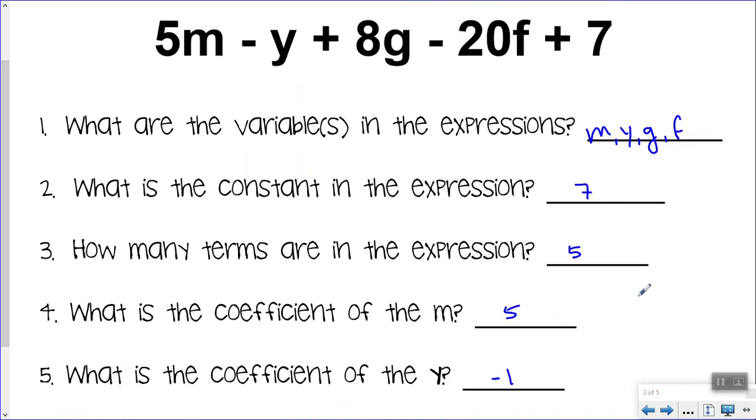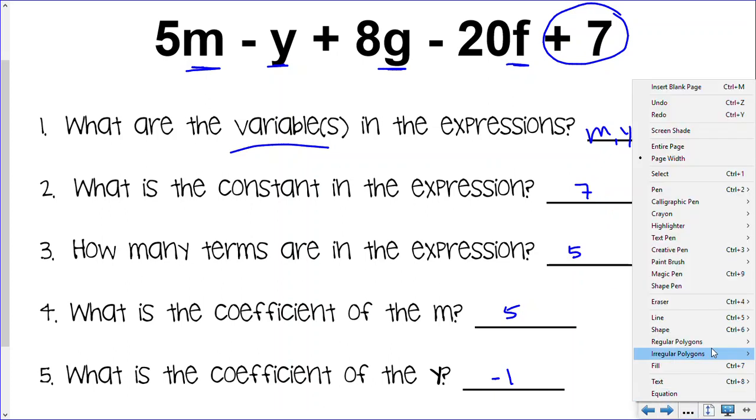All right, so if we look at each of these, first we want to know the variables. These are our letters, M, Y, G, and F. Next, we wanted to know the constant. This is the number that's by itself, that on the end here. It's not linked to anything with multiplication or division. That's positive 7.